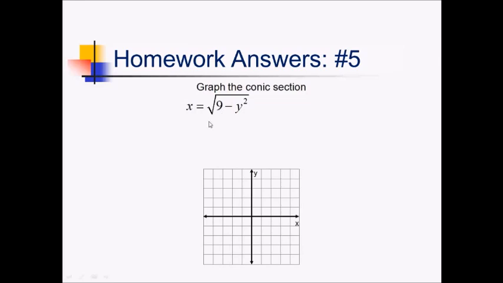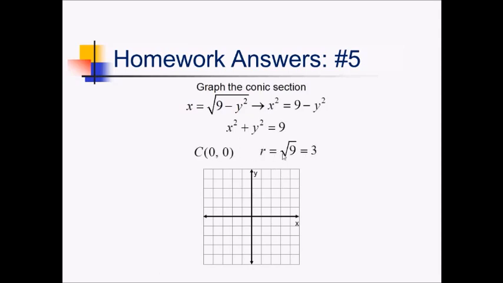On this problem, I have a single power variable equaling a square root, so this is a semicircle. To graph this, I need to turn it into a circle-looking kind of equation, so I'm going to square both sides to start that process. That'll be x squared equals 9 minus y squared, and then I'm going to add the y squared to the other side. So this is now the equation of a circle. We have a center of 0, 0, and a radius of square root of 9, which is 3.